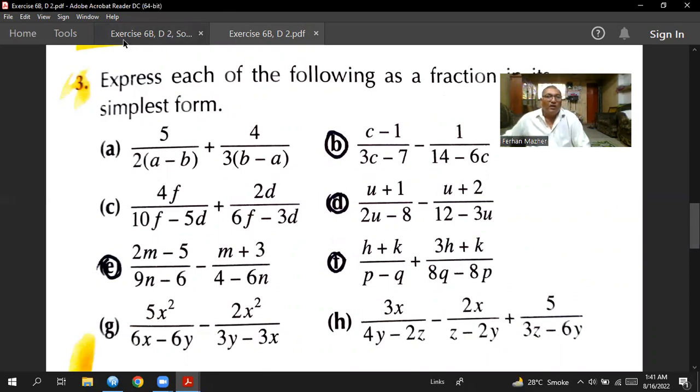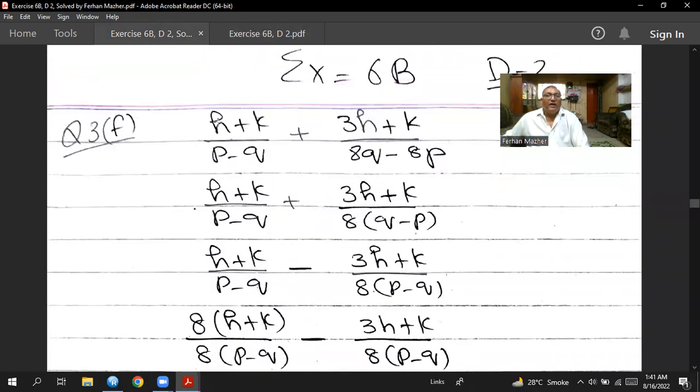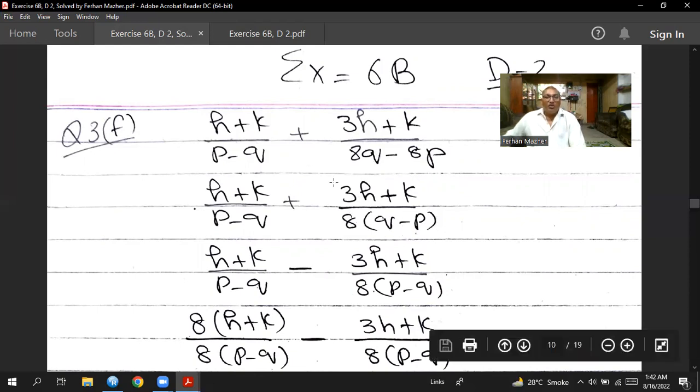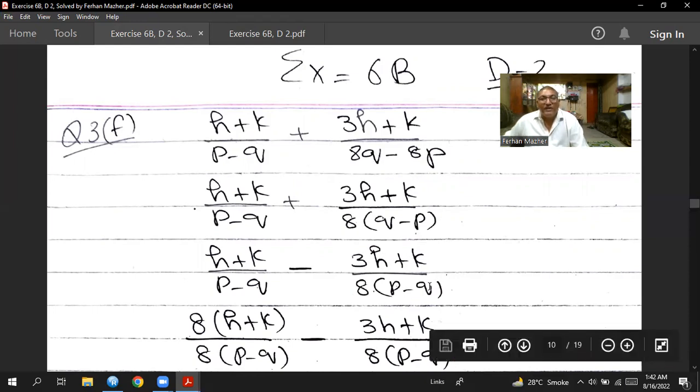Okay. So this is (h plus k) divided by (p minus q) plus (3h plus k) divided by (8q minus 8p). From here, I will take the 8 common from this denominator, so I will have 8 bracket q minus p bracket close. But still they are different from each other, so I will take a negative out. So this positive will become negative. So here you will have 3h plus k, and downstairs you will have 8 bracket p minus q.